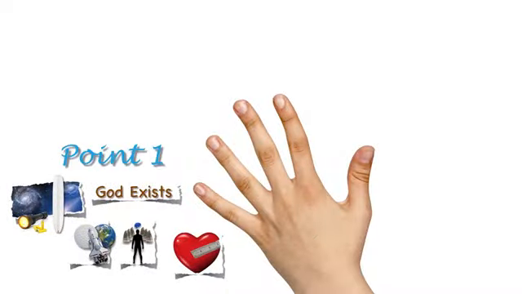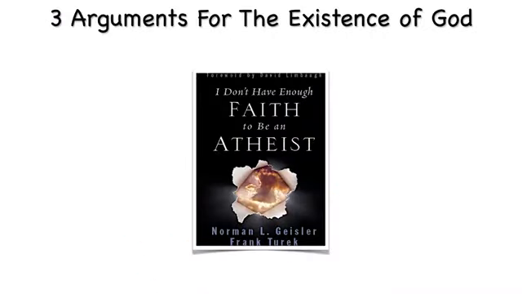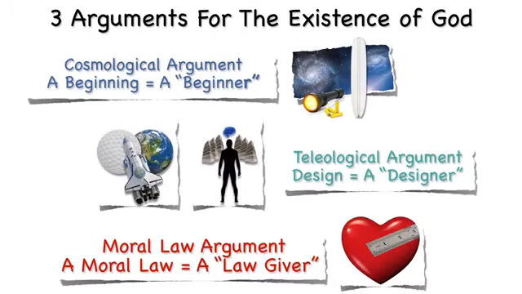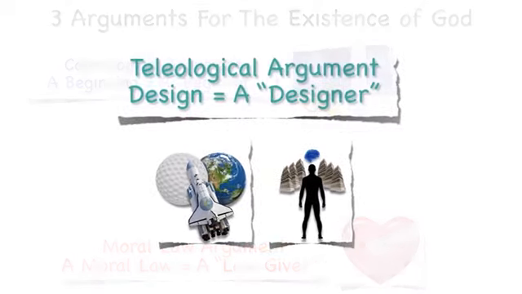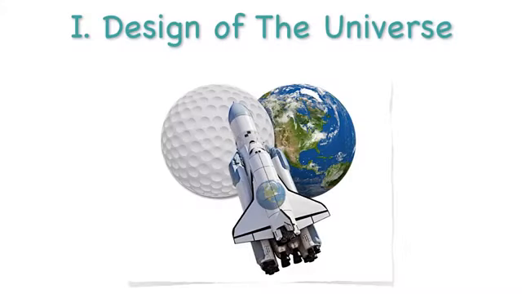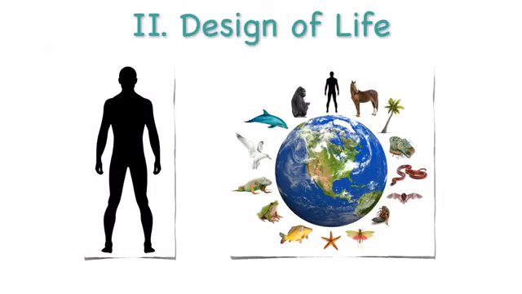We're presently on point 1, proving that God exists. We've been using for our text, I Don't Have Enough Faith to Be an Atheist, and the 3 arguments included in the book used to prove God's existence: the cosmological, teleological, and moral law arguments. We've already completed the cosmological argument and are now covering the teleological argument, which has 2 parts. In our last video, we covered part 1, the design of the universe. In this video, we're going to be covering part 2, the design of life.